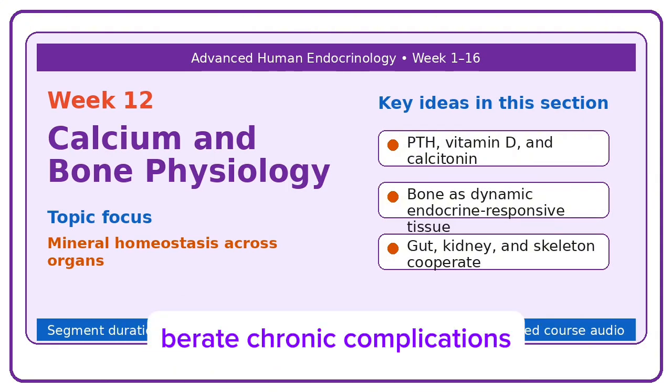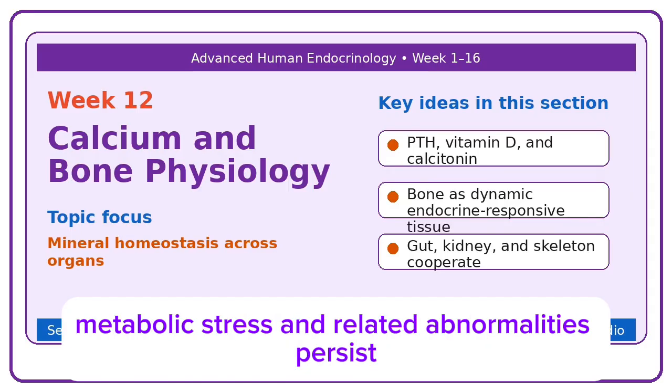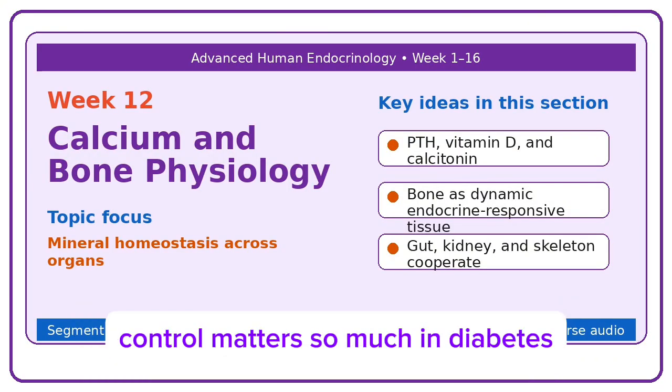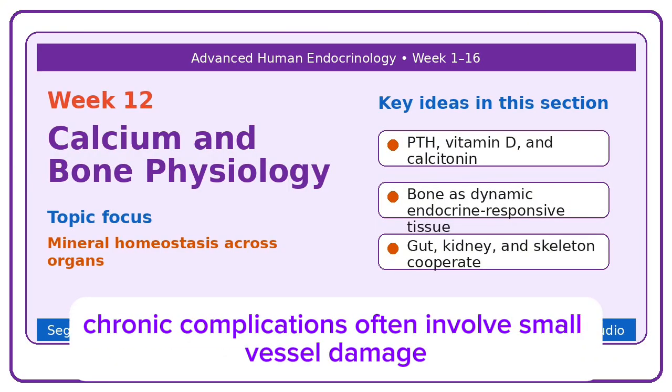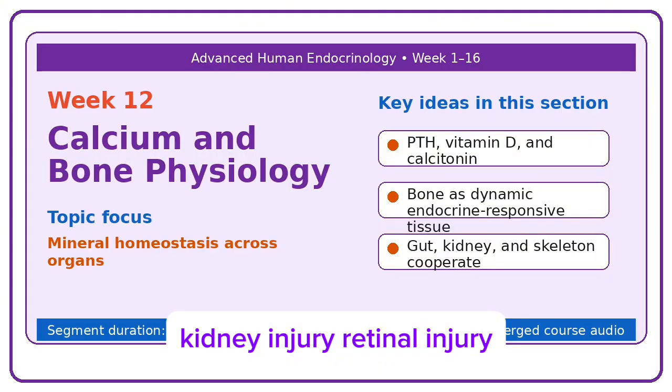8. Chronic complications. Chronic complications develop over time when hyperglycemia, metabolic stress, and related abnormalities persist. These complications are among the most important reasons why long-term control matters so much in diabetes. Chronic complications often involve small vessel damage, large vessel risk, nerve injury, kidney injury, retinal injury.